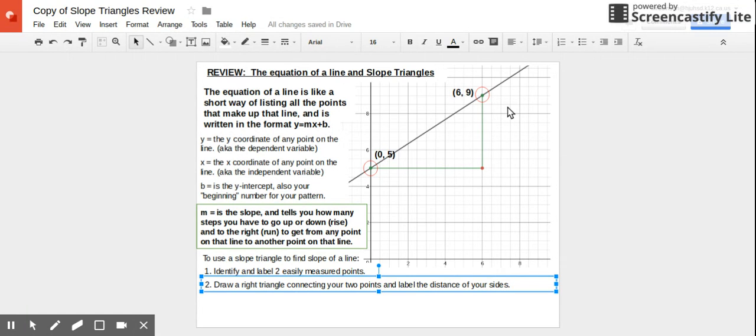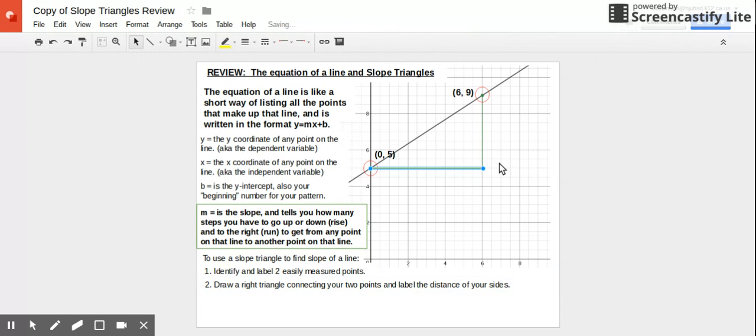Okay, step 2, you're going to draw a right triangle connecting your 2 points and label the lengths of your sides. And you use the coordinates here to find those distances. So you're going to draw a line that goes horizontally, that's going to be your run, and you're going to draw a line that goes vertically, that's your rise.